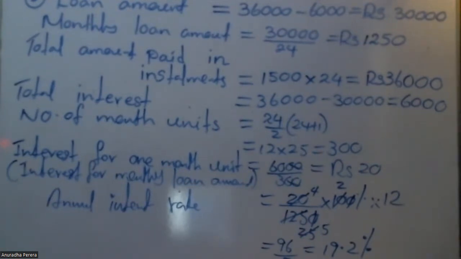Is it 2,000? Yes, sir. All right, 2,000 rupees. If the interest on the loan is calculated on the reducing loan balance, find the annual interest rate. Same steps.